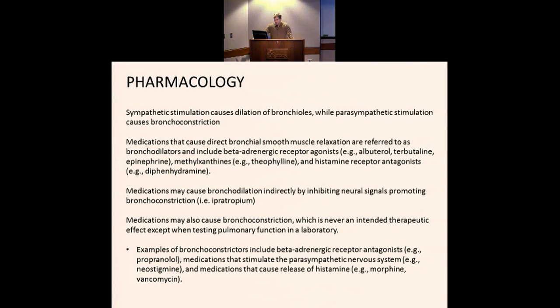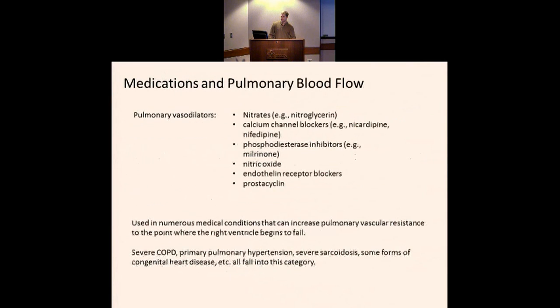And then there's just a note that some medications may also cause bronchoconstriction. Obviously, we don't give those for that purpose, but if they're on a different drug, like propranolol or something like that, those can cause bronchoconstriction. As well as anything that causes the release of histamine, like morphine, and vancomycin can cause that as well. The takeaway points would be, I would know the albuterol, epinephrine, or the beta-adrenergic receptor agonists.